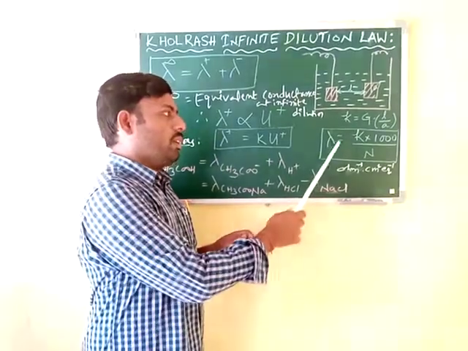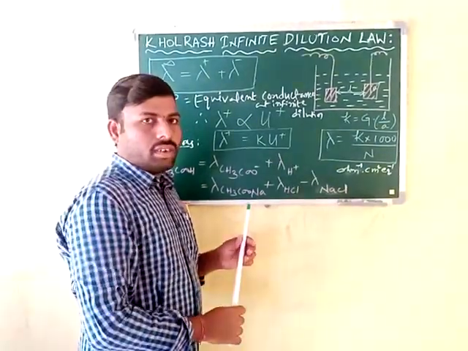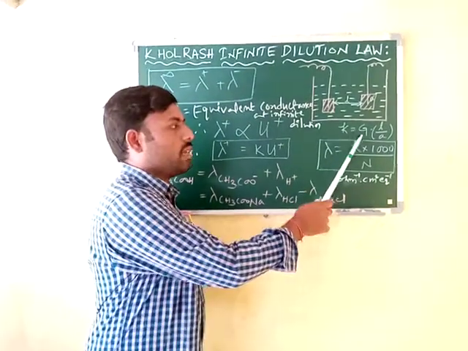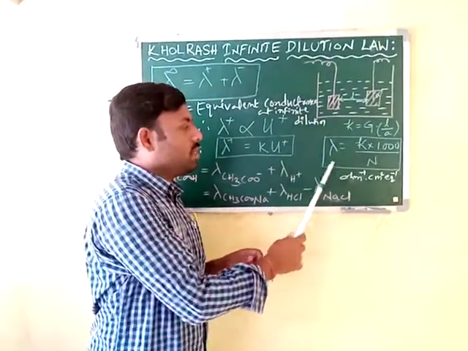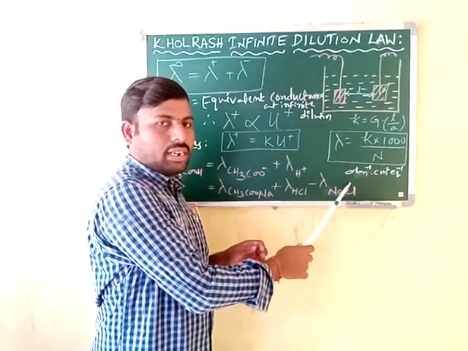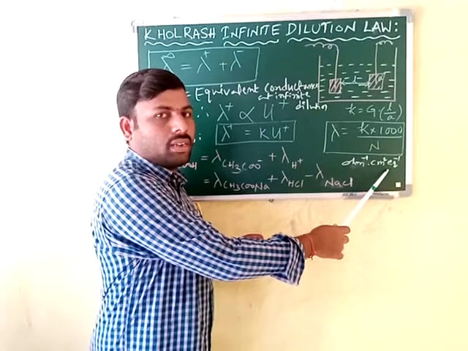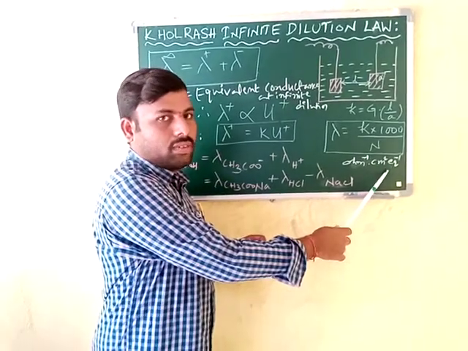Here the units for specific conductance are ohm inverse centimeter inverse, whereas the units for equivalent conductance are ohm inverse centimeter square per gram equivalent weight, or per equivalent weight.